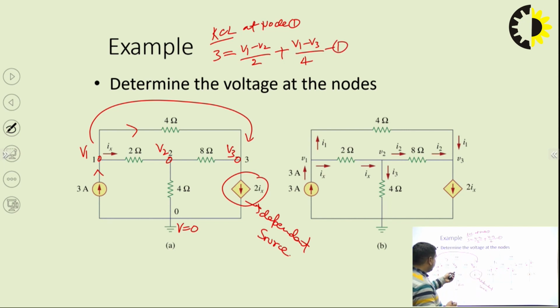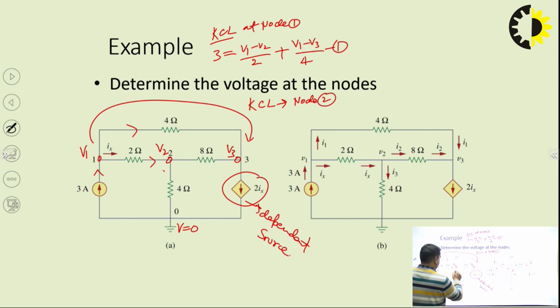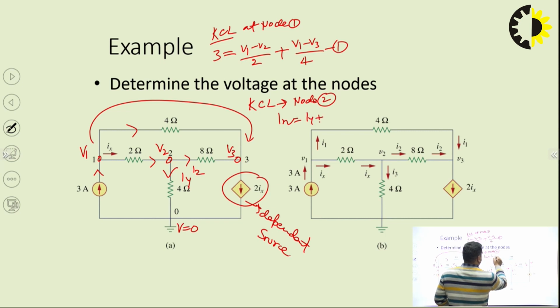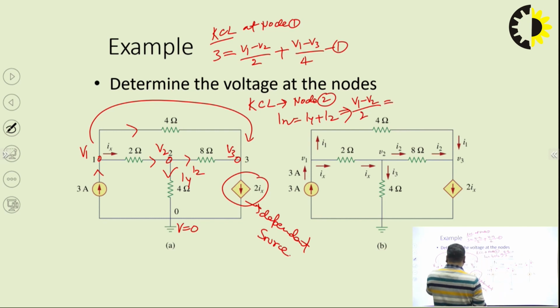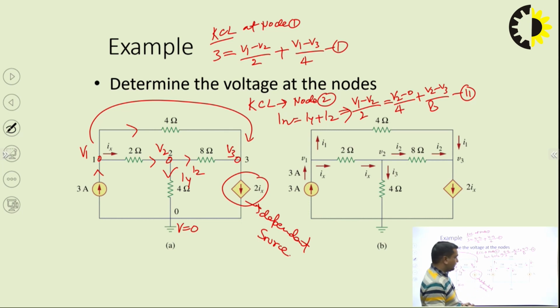Okay. Then what is the KCL equation at node 2? Here let the currents be Ix, Iy, Iz. So, Ix equals Iy plus Iz. What is the value of Ix? That is V1 minus V2 divided by 2, equal to Iy, that is V2 minus 0 divided by 4, plus V2 minus V3 divided by 8. That is equation number 2.